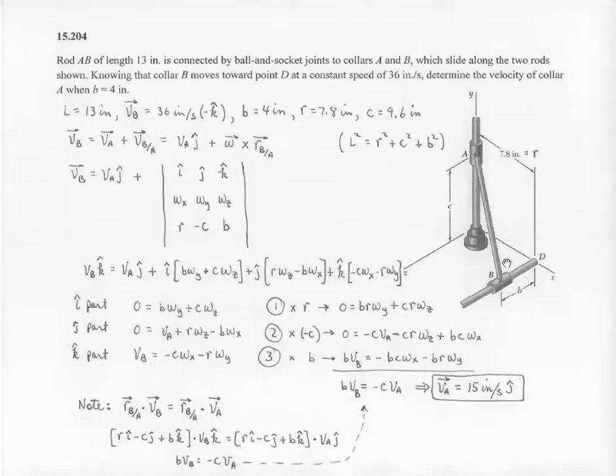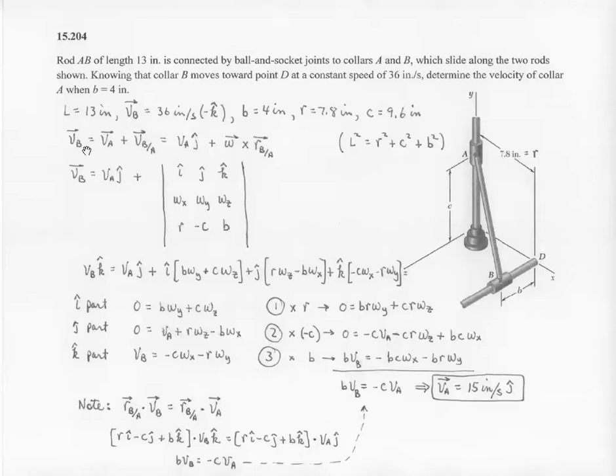So I'm going to let the length of the rod, L, be 13 inches. The velocity of B is 36 inches per second in the negative K direction. Lowercase b is 4 inches. R is going to be designated here as 7.8 inches. And C, this distance right here, is going to be 9.6 inches. And that comes from L squared equals R squared plus C squared plus b squared.